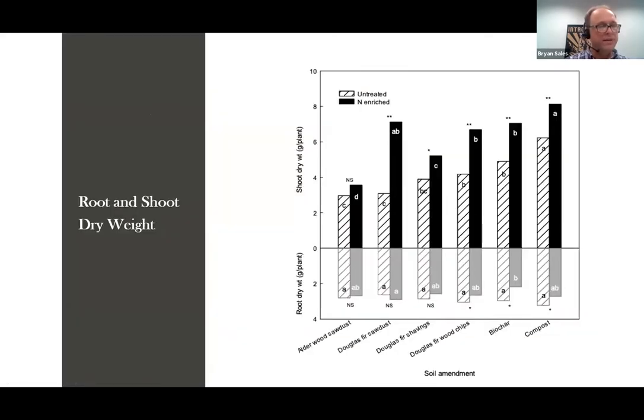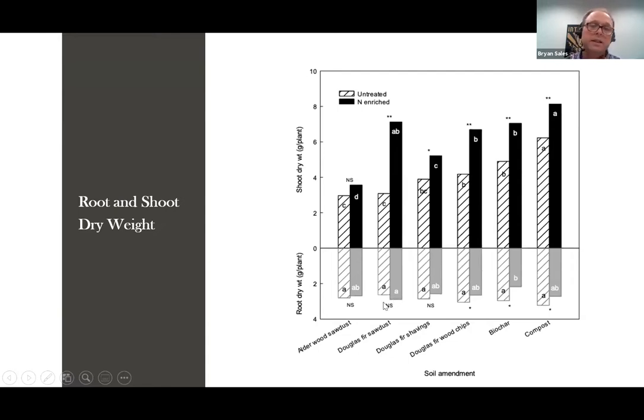Okay, so what did we find? We found that once the amendments were enriched, fertilizer rate did not have an effect. So the results that I'm showing you are averaged across all fertilizer treatments. Again, in this graph, everything below 0 represents root growth, and everything above represents shoot growth. If you look at the root growth, you can see that plants grown in enriched amendments had larger root growth than in unenriched amendments, here, here, here, here, and here, except for the Douglas fir sawdust, which was pretty interesting.